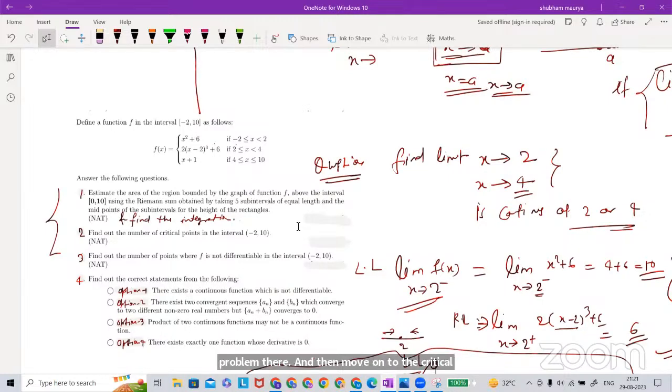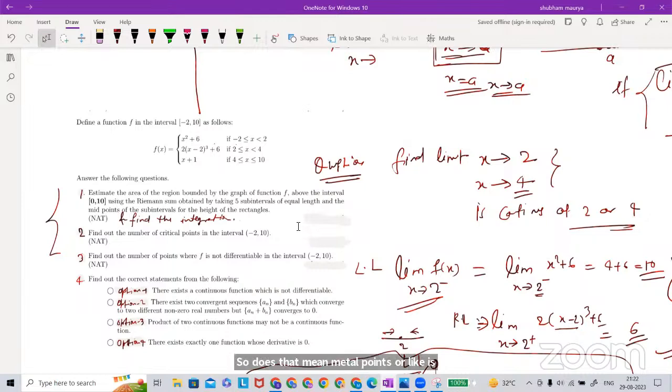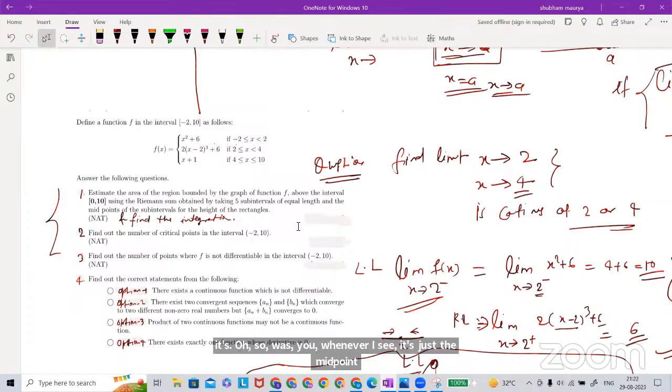Excuse me, sir. Sir, we are only taught Riemann sum of mid, left and right Riemann sum, right, sir? Not the trapezoid one. I found a question where I was asked to find the area using Riemann sum and the trapezoid form. Is it not in the syllabus? No, trapezium is also in the syllabus. Trapezium is nothing but you are taking the area in between, like the mid of the left sum, it's a Riemann sum, taking the midpoint. Oh, so whenever I see trapezoid, it's just the midpoint, sir. Yeah, that is nothing but the midpoint. Oh, all right, sir. Understood, sir. Thank you, sir.